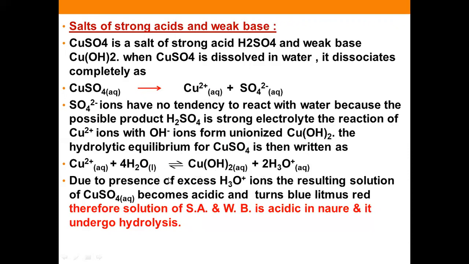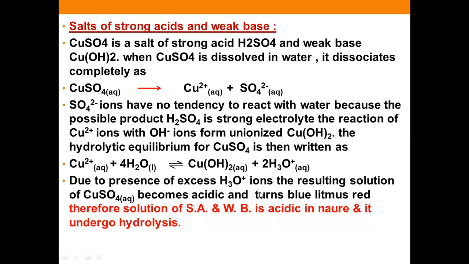Now what is the difference between the reactant side and the product side? In this product side there are H3O+ ions, that means hydronium ions. And according to the definition, an acid is a substance which gives H+ ions. That means H+ and H3O+ are equal. We can write H+ ions in place of H3O+ ions. Therefore, due to the presence of excess H3O+ ions, that is hydronium ions, the resulting solution of copper sulfate becomes acidic and turns blue litmus paper red.